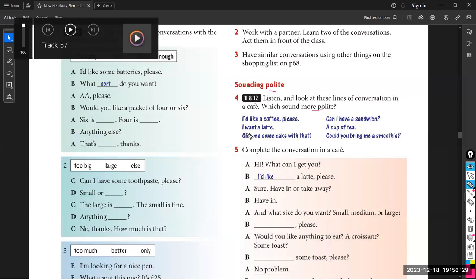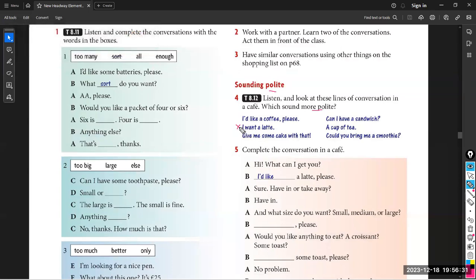So, impolite. And the final one is... Impolite. Right, exactly. Impolite. So the first one is polite, the second and the third one are impolite. Now the next one.